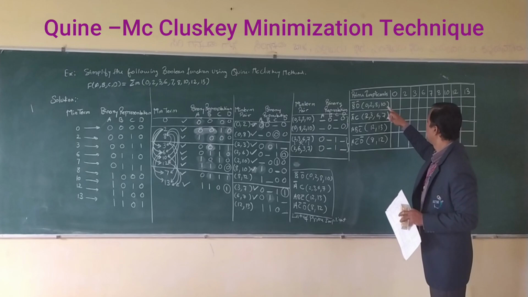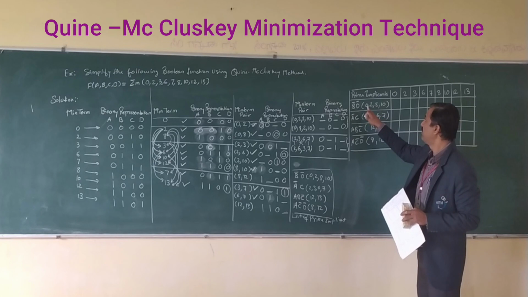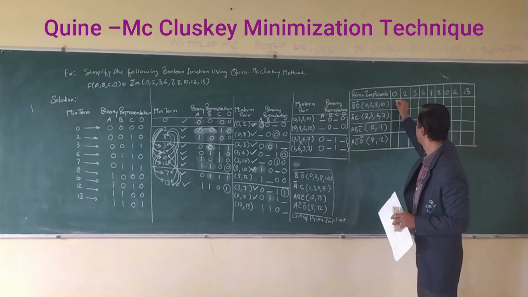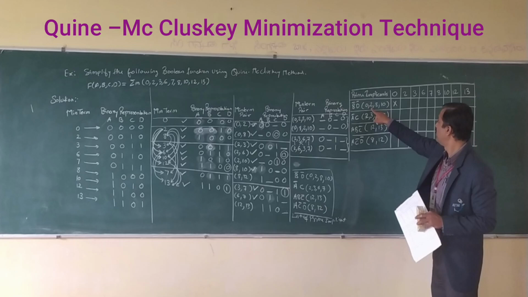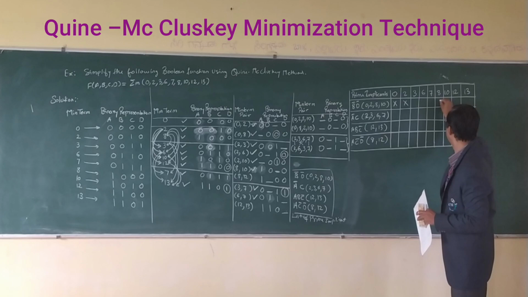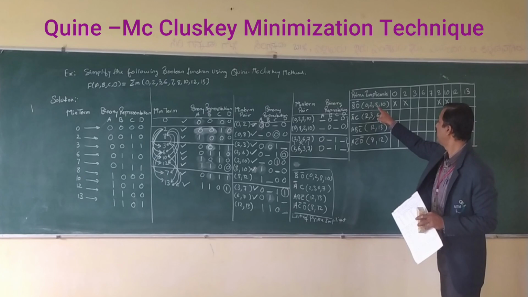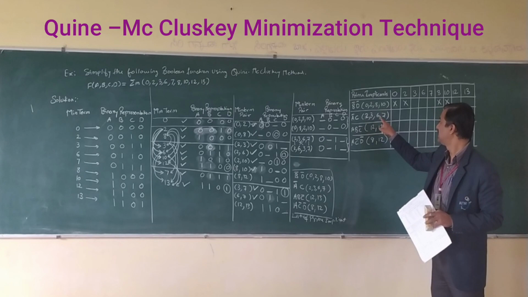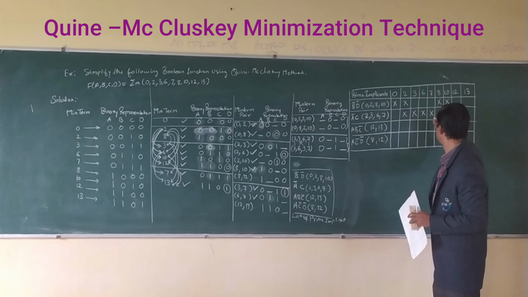Now put a cross mark in those respective cells where the prime implicant is representing. So here, 0, 2, 8, 10. Where is 0? It is here. 0 is there. So at the place of 0 I have put an X mark, a cross mark. 2 is there. So where is 2? Put a cross mark here. 8 is there. Where is 8? It is here. Put a cross mark. 10 is there, put a cross mark at the place of 10. So 0, 2, 8, 10 cross marking is done. Next 2, 3, 6, 7. Where is 2? 2, 3, 6, 7. Yes, marking is over for the A bar C prime implicant.